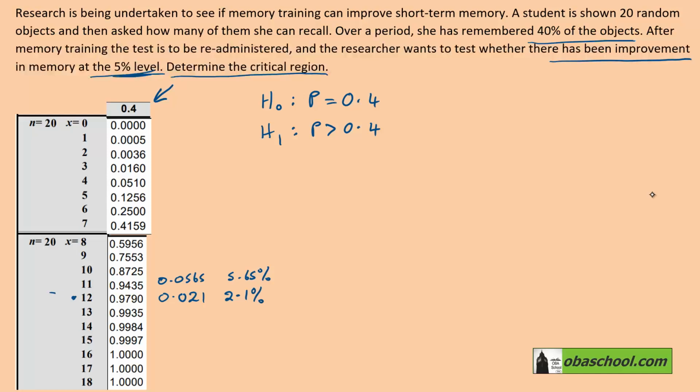So our critical region is going to be from 12 upwards. So 12 is the critical value, and anything above 12 is the critical region. And in that region, we would have grounds at the 5% level to reject the null hypothesis.